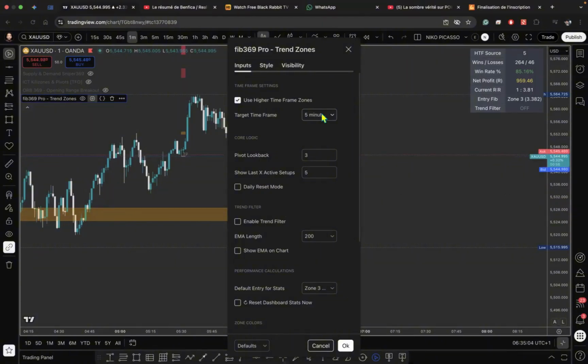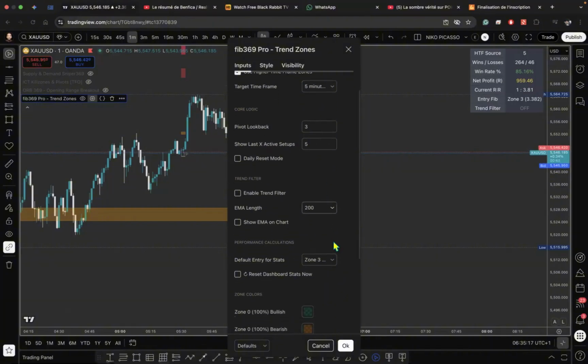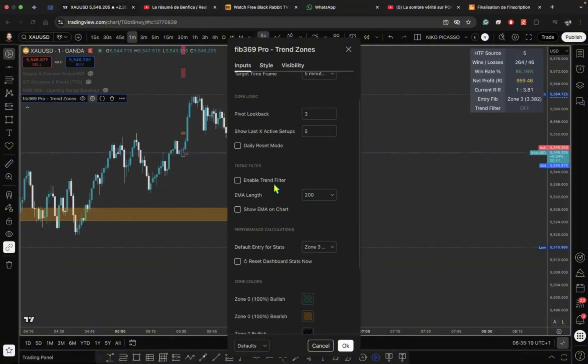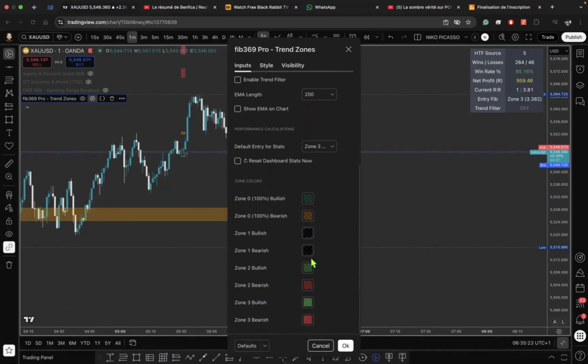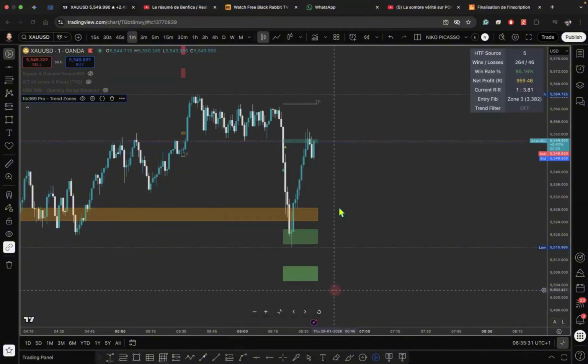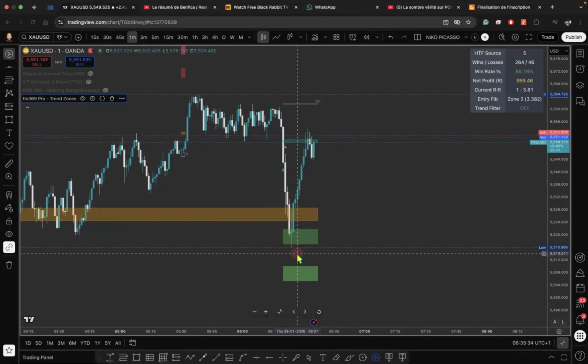That means it's plotting the zone from the 5 minute time frame, even though I am on the 1 minute time frame. We have the pivot look back set to three, and we have the five here. Trend filter is not enabled, and we have removed zone one, so we can focus on zone two and zone three. That's it. So we had a buy signal here, right?